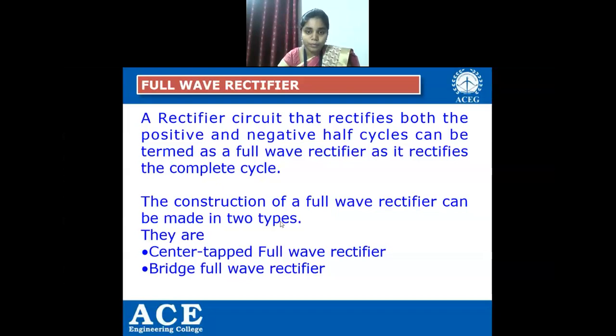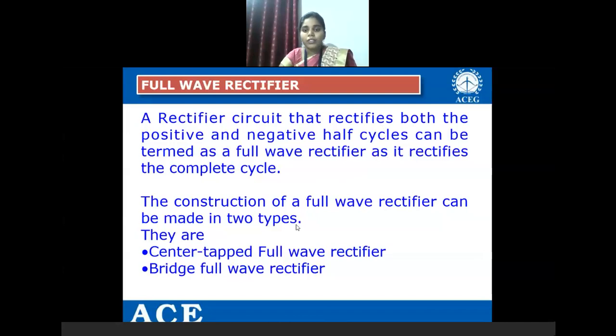Here we can see a rectifier circuit that rectifies both the positive and negative half cycles can be termed as a full wave rectifier, as it rectifies what? Complete cycle. Clear? The construction of full wave rectifier can be made in two types. They are center tap full wave rectifier and the next one is bridge full wave rectifier. In our next slide, we are going to see construction of a full wave rectifier.